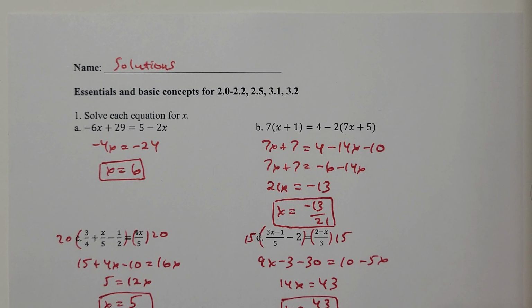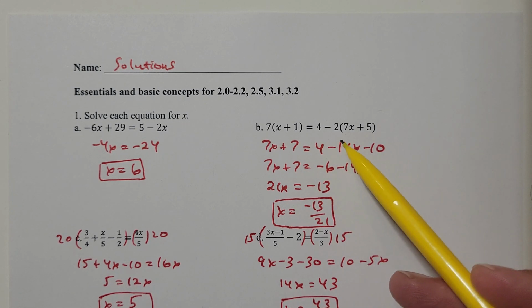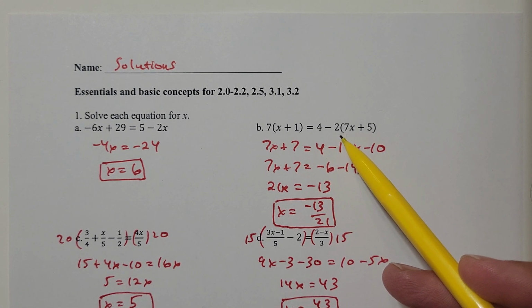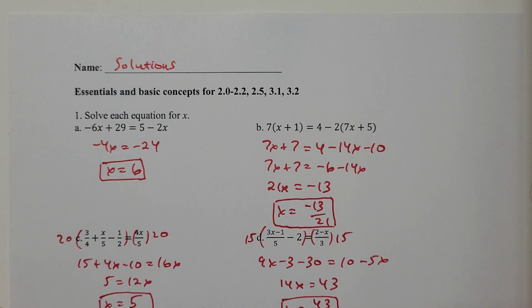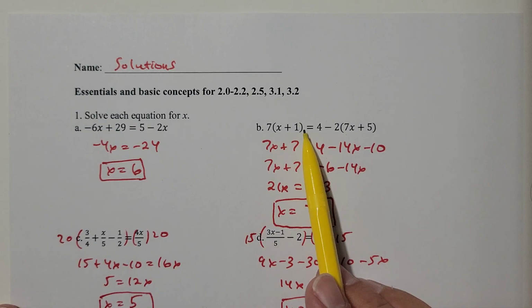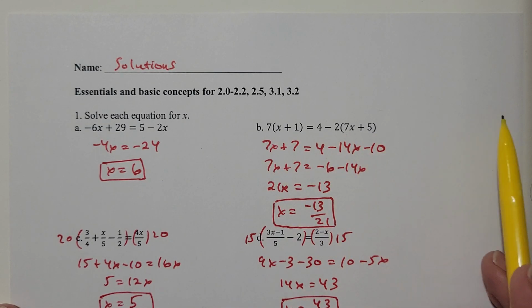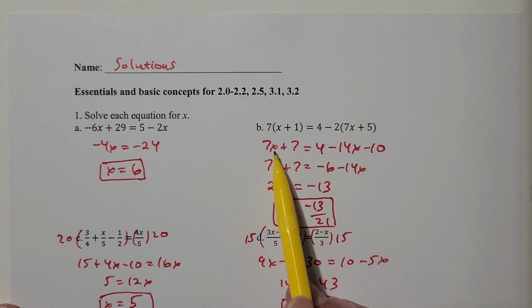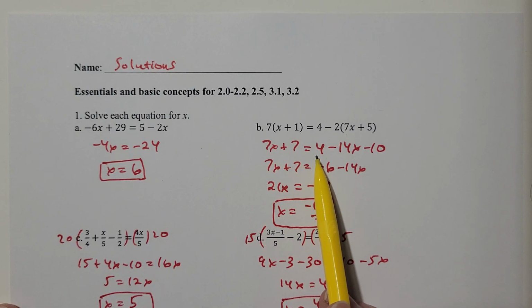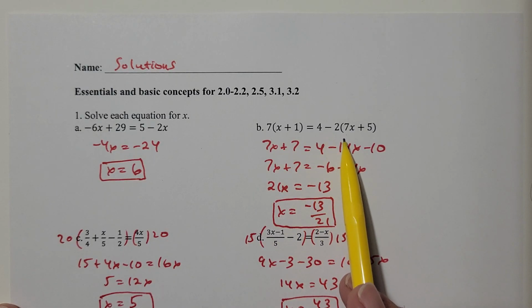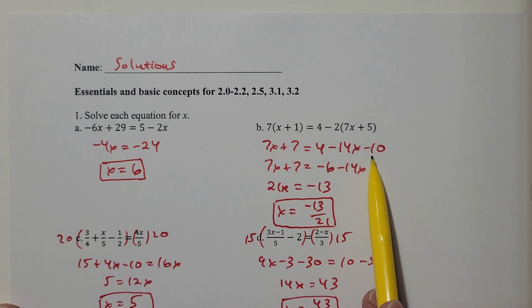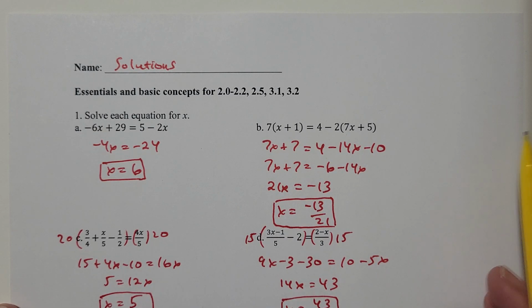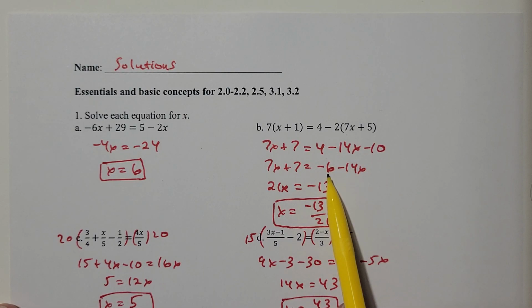So let's see, the next one, part B, I got 7 times x plus 1 equal 4 minus 2 times 7x plus 5. Solve for x. Okay, let's distribute 7 on the left and then the negative 2 on the right. So we have 7x plus 7 equals 4 minus 14x, and then negative 2 times 5 is negative 10 at the end. 4 minus 10 is negative 6.